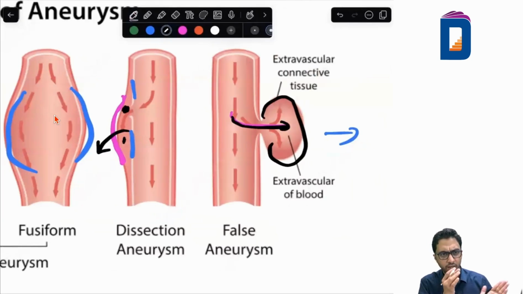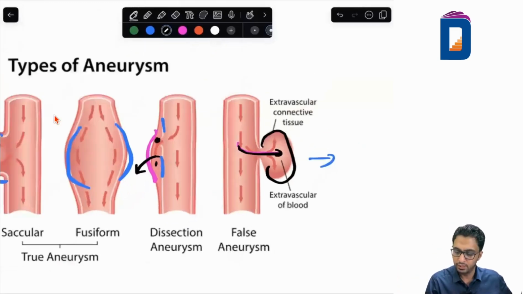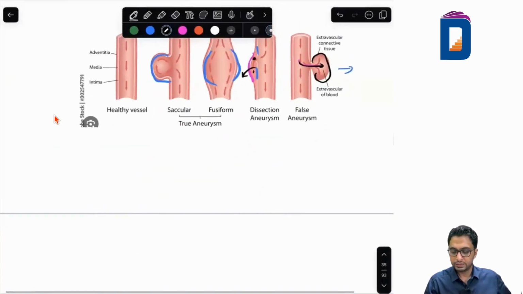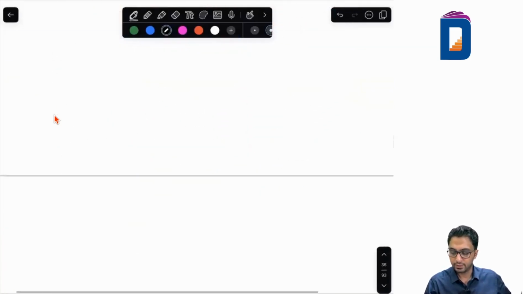So that's the difference between a true aneurysm, which is just a bulge where the blood is inside; dissection, where you still have the outermost layer intact; and a false aneurysm, where the blood is in the extravascular connective tissue. We feel it's an aneurysm, but actually the blood has leaked out. So just an extra thing to know.